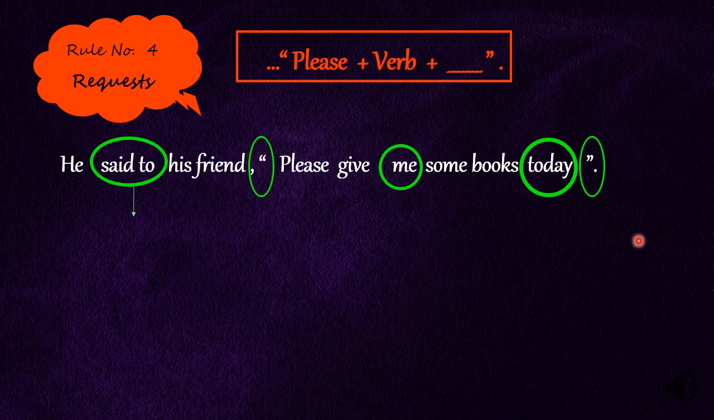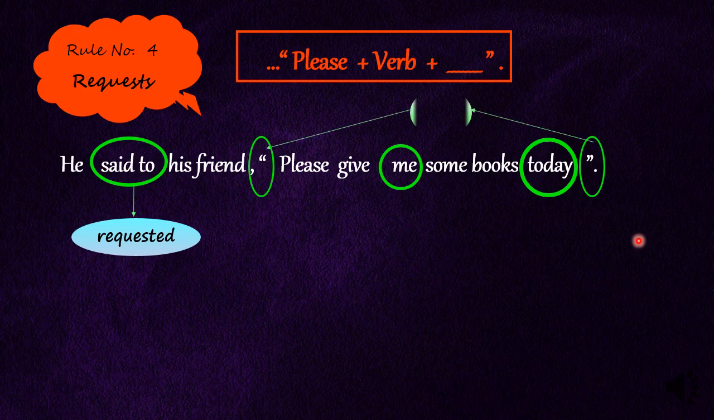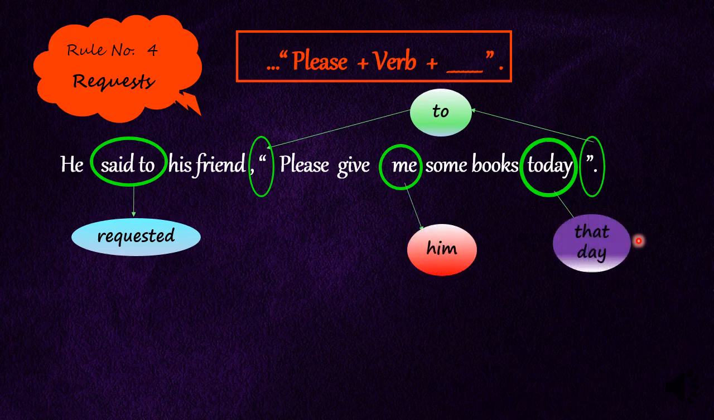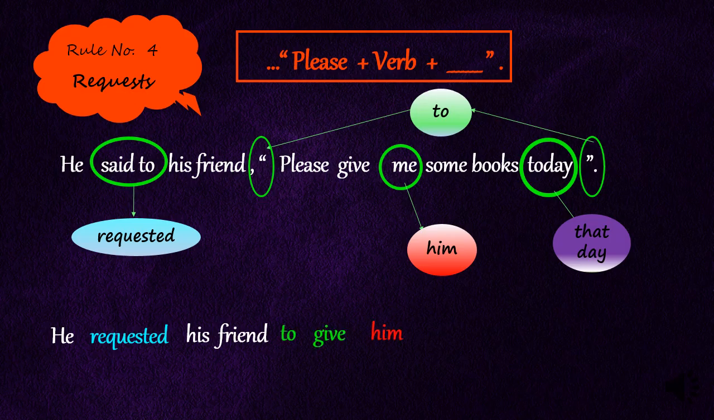So what will "said to" become when it is a request? You say "requested." Comma, open quotes, close quotes you need to remove and substitute with the conjunction "to." "Me" will become "him" and "today" will become "that day." So now what will the answer be? He requested his friend to give him some books that day. So this is the final sentence in indirect speech.